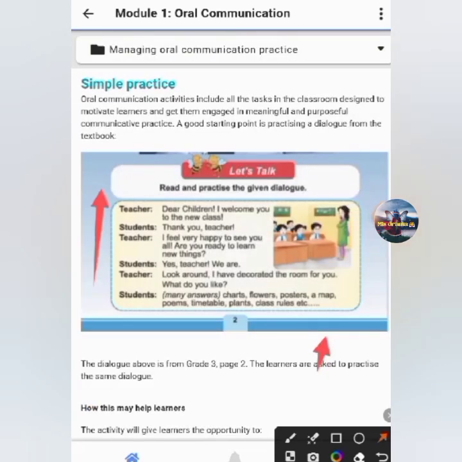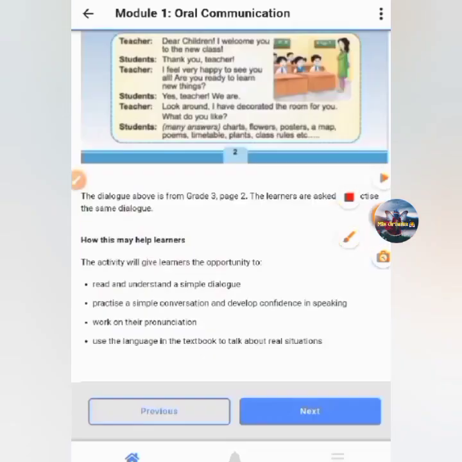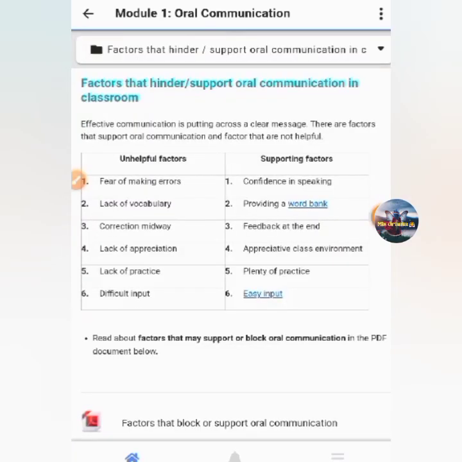There is a little paragraph given here where the teacher is welcoming the students. This is a pre-exercise for good oral communication. When the teacher performs simple paragraphs like that, students would read and understand simple dialogue. They will develop confidence in speaking. Yes, it would work on pronunciation. They would see how teachers pronounce different words and use the language for different situations. These are very important points.